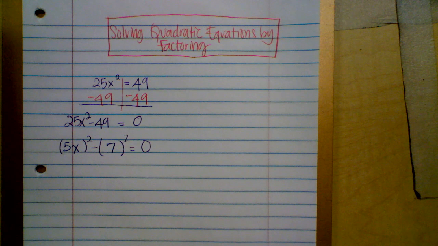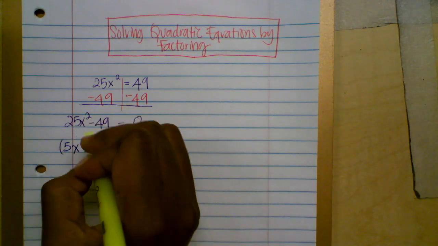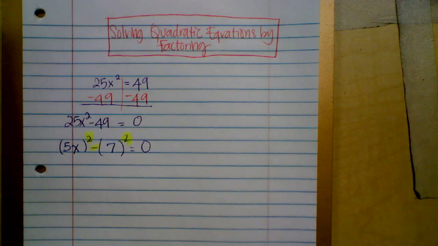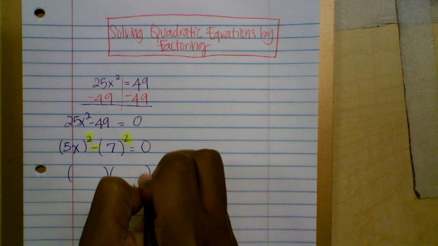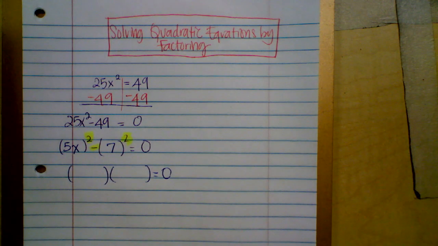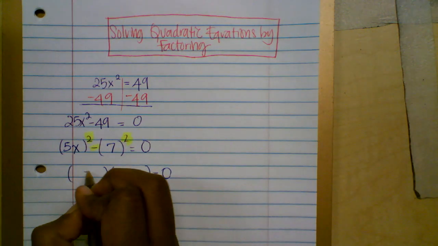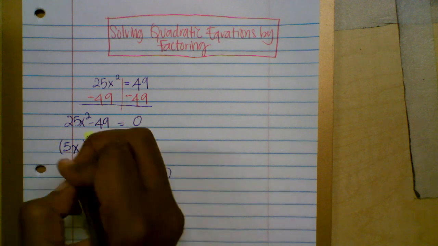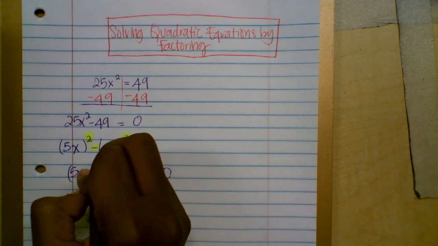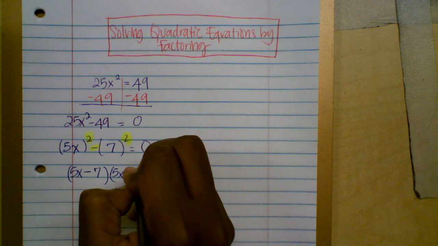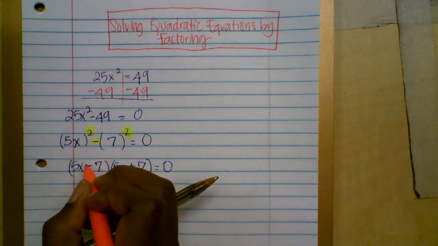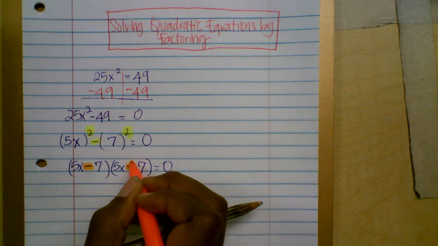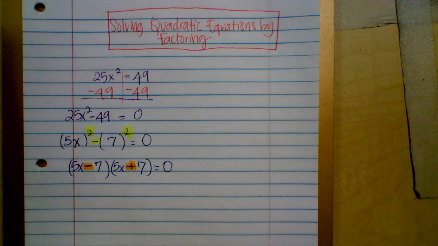So now we have the difference of two squares, and you can use the formula to factor the difference of two squares. You want two factors, and don't forget the equal to 0. In the first factor, make sure that one is negative and the second is positive. So I'm going to write 5x minus 7 and 5x plus 7. The reason why you have a minus and a plus is so that the middle term can be cancelled. Now I have the factors.